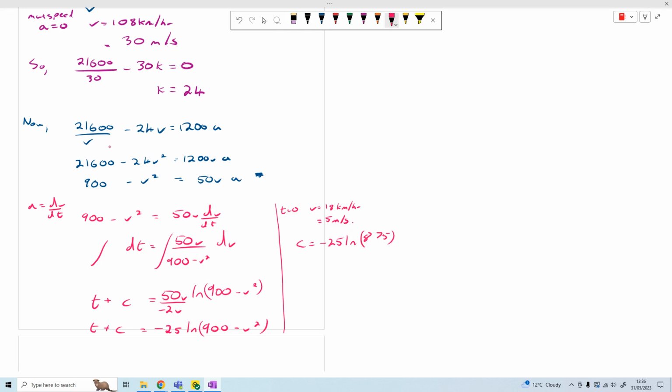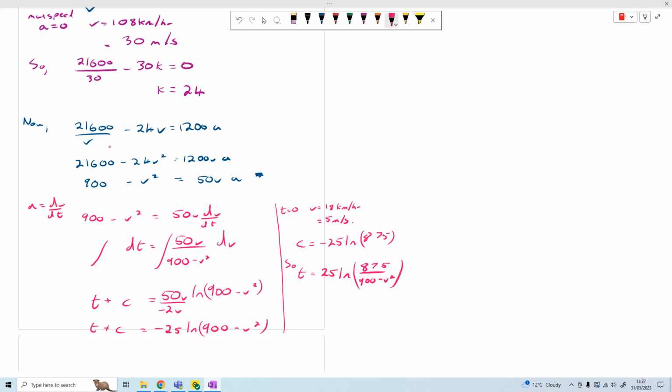Okay, and what I'm going to do is I'm going to sub c into here and rearrange it all at once now. Okay, you should be fairly comfortable with this kind of movement, but please just do it bit by bit. Okay, I'm going to end up with 25 ln of 875 all over 900 minus v squared. Okay, now it hasn't asked me for a general equation, but I do need time, so I do need it in the term of t equals, which it is.